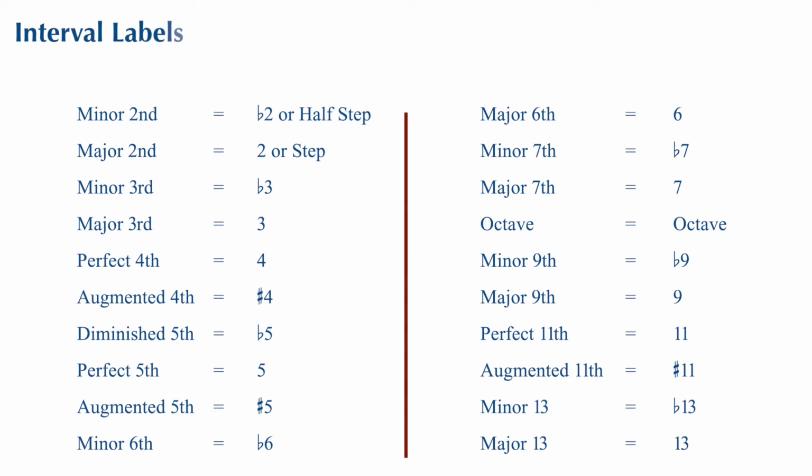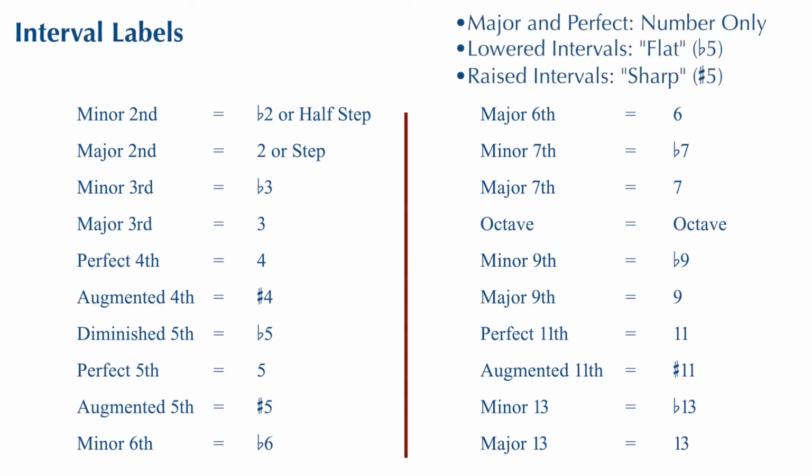Now let's talk about labels. In non-classical styles, major and perfect intervals are referred to by number only. A minor interval is often referred to as a flat interval, even if the upper note is a natural or a sharp note. And that's because we use the major interval as our measuring stick. We compare that minor to the major. The minor is flat compared to the major. A raised interval is often referred to as a sharp interval, even if the upper note is natural or flat.